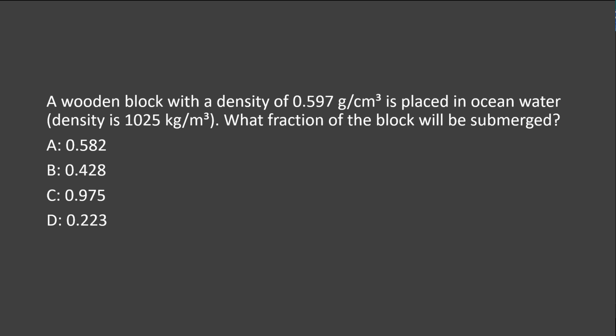All right, so we are told that we've got a wooden block with a density of 0.597 grams per centimeter cubed, and we place it in ocean water, and we're told the density of the ocean water. What fraction of the block will be submerged? Well, the first thing we want to do is figure out the density of the object relative to the density of the water that we're dealing with, right?